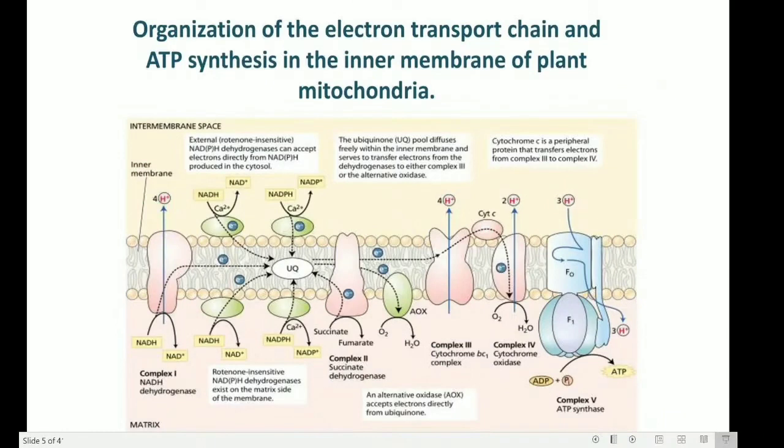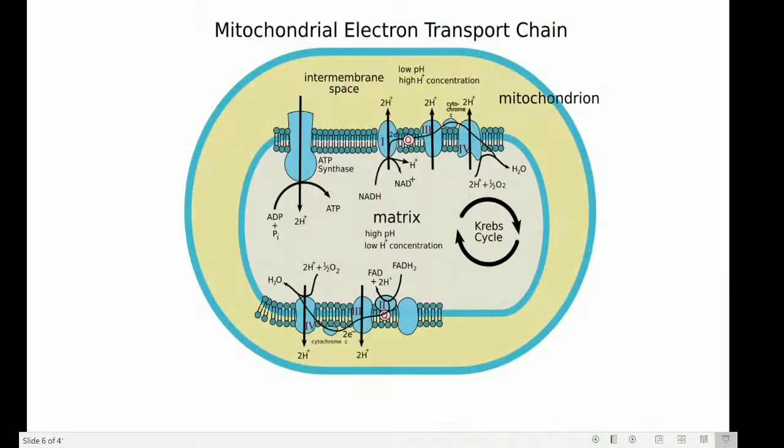Next, we are going to discuss the mitochondrial electron transport chain. Same process as ATP synthase, in the inner membrane. So this process is called the inner membrane region reaction. That is the ATP synthase process. This whole process is called the ATP synthesis process.